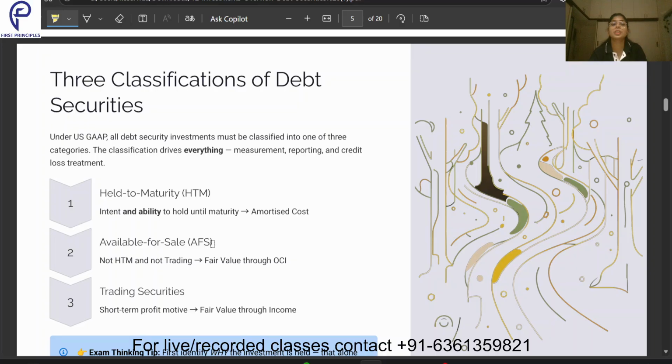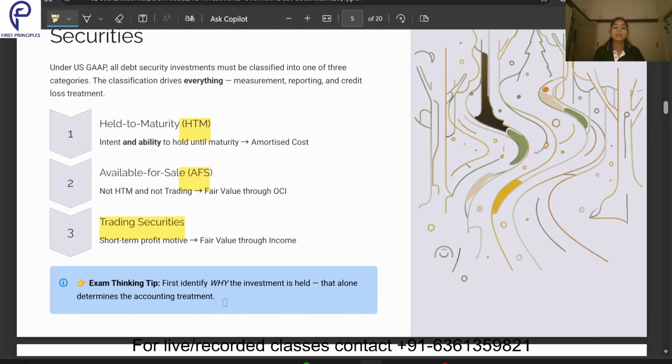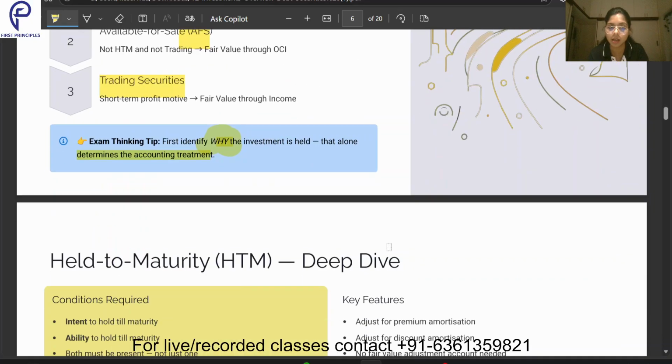Now coming to the classification of debt securities. We have three types of debt securities: HTM, AFS and trading securities, which is also termed HFT, held for trading purpose. We'll see what each kind of security is in the subsequent slides. Now one exam tip: if you get confused about which kind of security it is, first identify why the investment is held. On the basis of that we determine the accounting treatment.